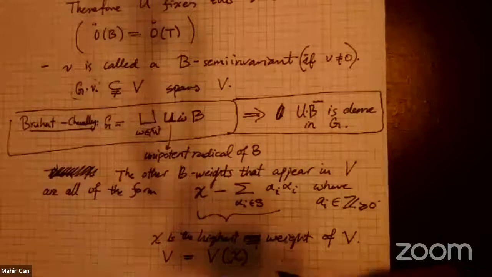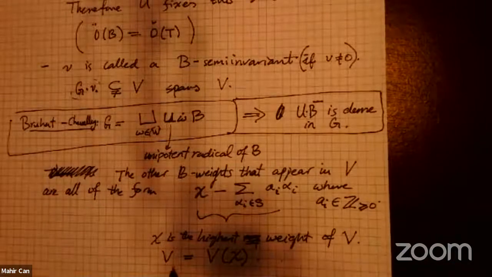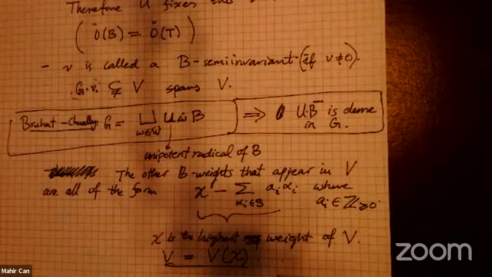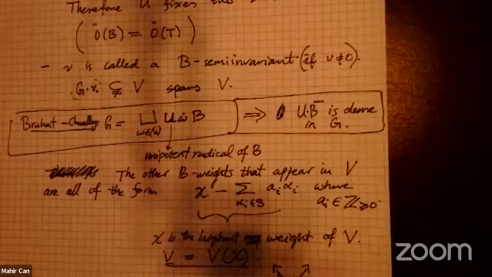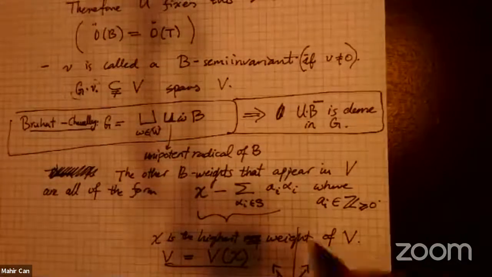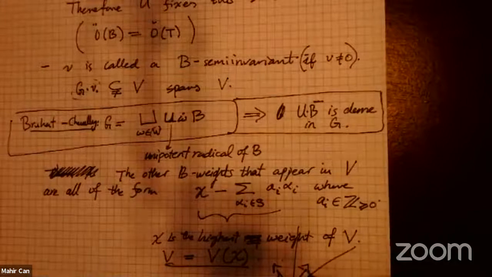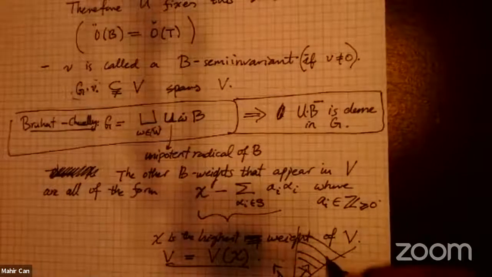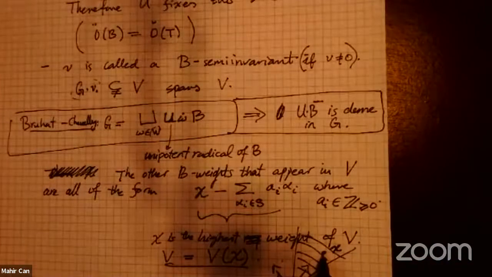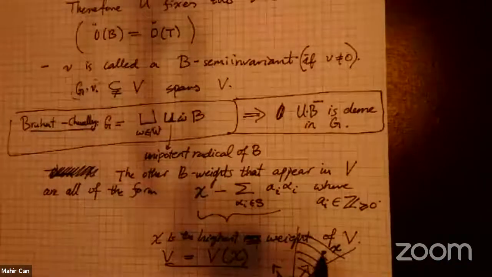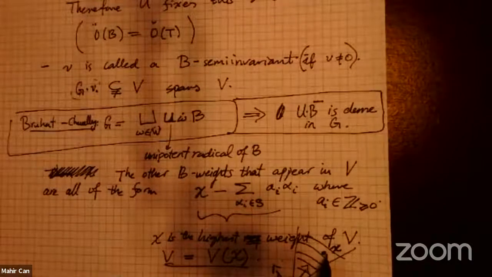And then in the case of, for instance, SR3, remember we had these six vectors. And then we had this fundamental chamber here. If chi is somewhere over here, then all the other weights are going to be contained in the, so let me, actually I should have started with a clean page.